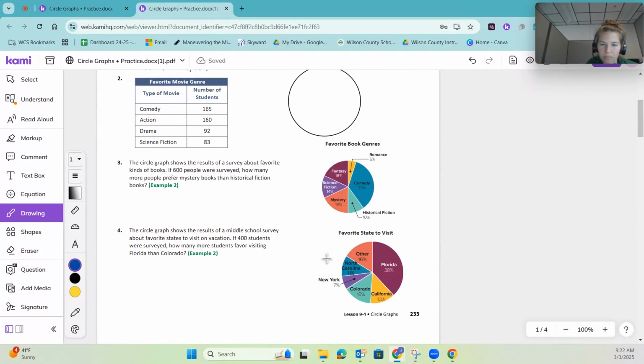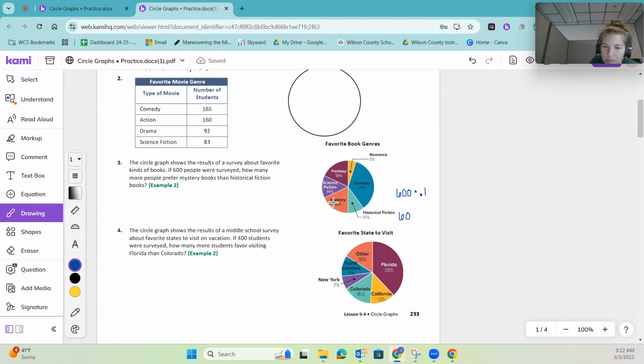Okay. And we're going to take a look at number 3 here. It says the circle graph shows the results of a survey about favorite kinds of books. If 600 people were surveyed, how many more people prefer mystery books than historical fiction? Which means we need to find, out of 600, 10% like historical fiction, so that's going to be 60. All right, and I get that by doing 600 times 0.1, because this is 10% as a decimal.